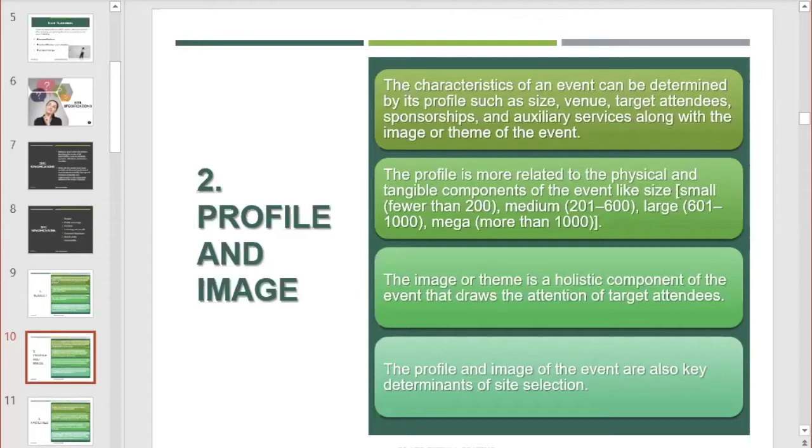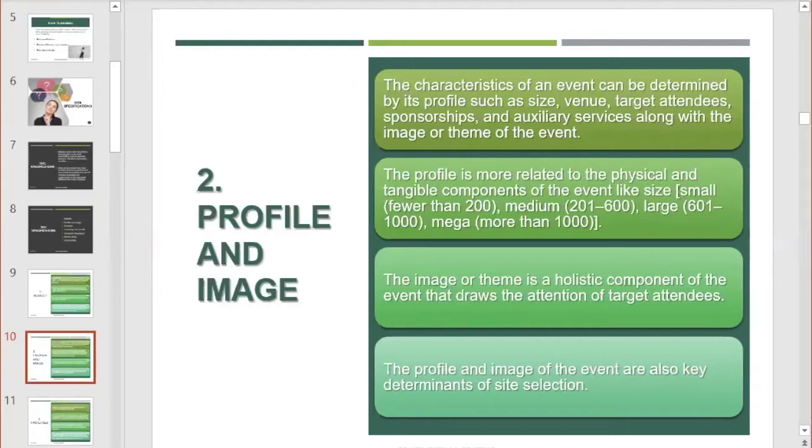So in terms of size, we can classify 4 different sizes of events. First, small events, which host about 200 people or less. Then medium-sized events that host from 200 to 600 people. Then large-sized events that host from 601 to 1,000 people. And then mega events that can host in excess of 1,000 people. So size is very relevant when it comes to the site or the location where you want to host an event.